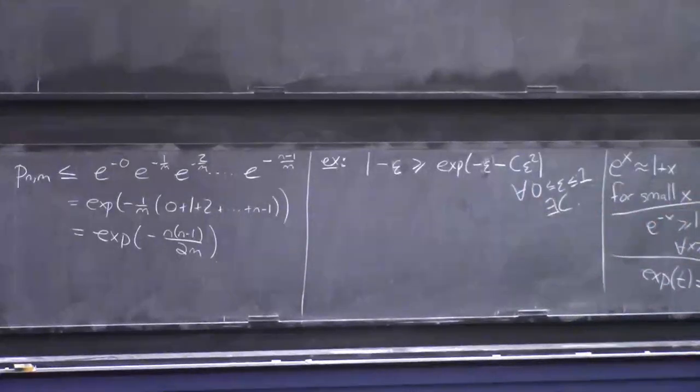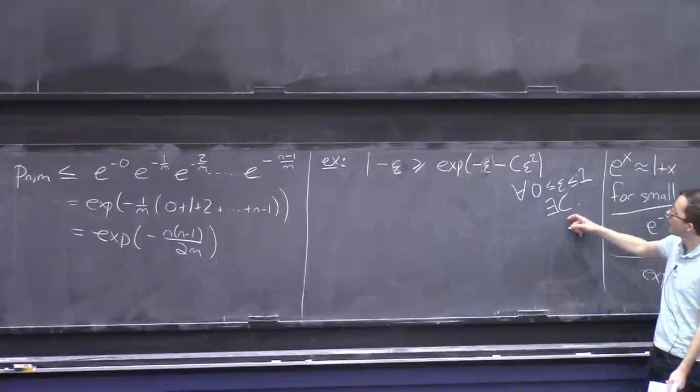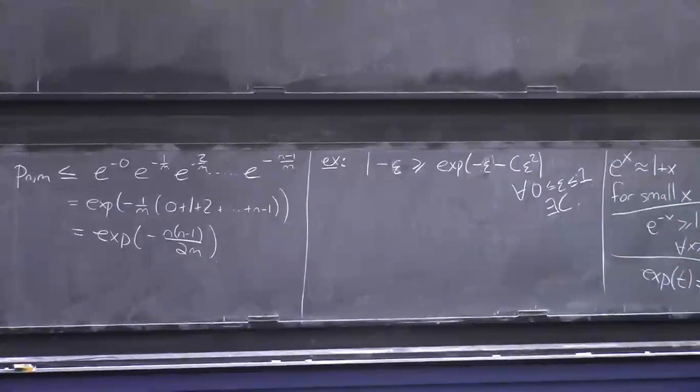Yep? Does the c depend on epsilon? No, sorry. So this is for a universal c. I was too lazy to write it, but there exists a universal c, probably like 1 or maybe 2 or something, maybe even smaller than 1, such that this holds uniformly for all epsilon. Thanks. Good.